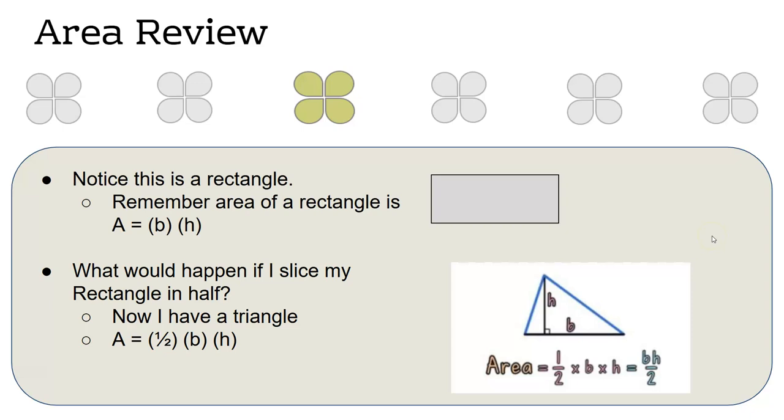This is an area review. Notice this is a rectangle. Remember, the area of a rectangle is base times height. What would happen if I slice my rectangle in half? Now I have a triangle. Area of a triangle is half of the base times the height.